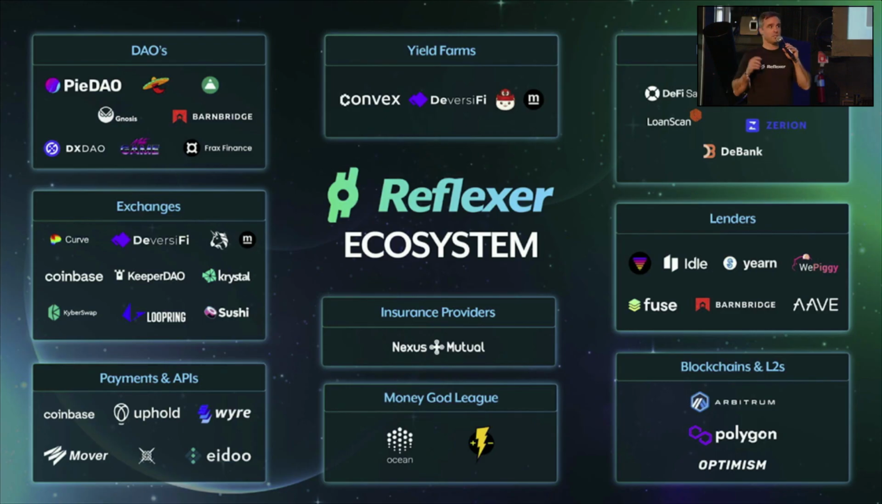Okay, and so last year's been pretty busy with integrations. We've had about 40 integrations. We have several DAOs holding RAI as a reserve currency. We're on several lending platforms, some L2s, exchanges. So I've been pretty busy.